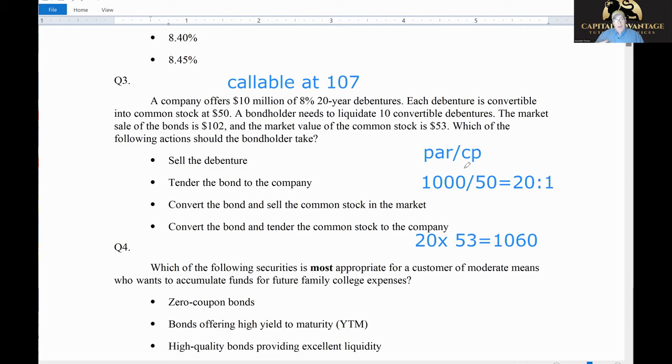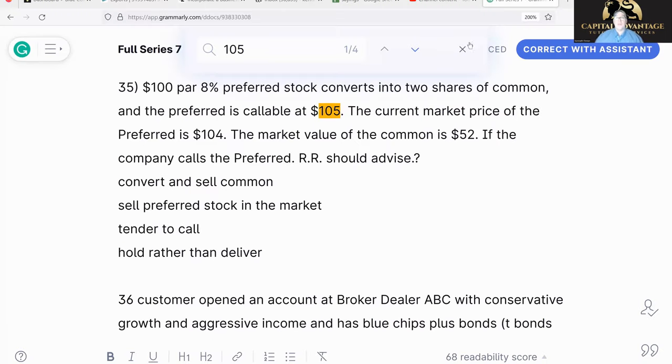If I can't, I'll divide because I have to, but I much prefer doing it this way. So let's try another problem. Okay, so let's look at this one. This is preferred stock. It's still convertible preferred. So it's sort of the same thing.